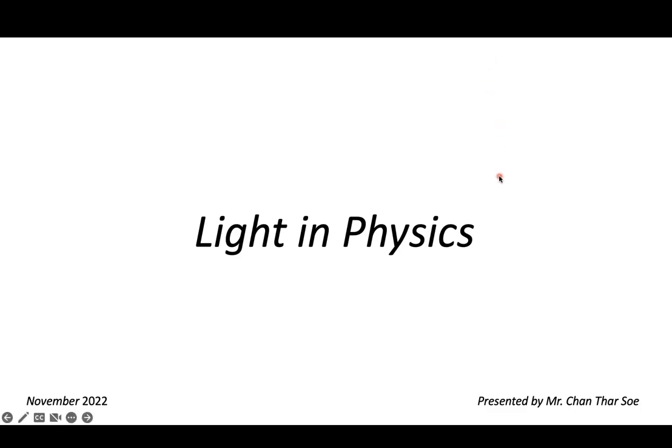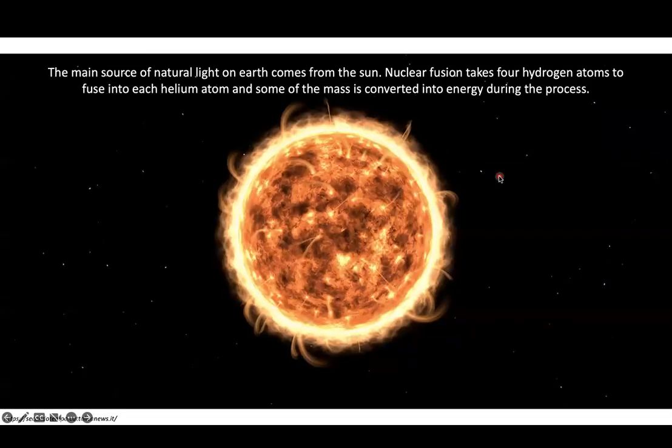Let's talk about the main source of light on our planet. The main source of light on our planet is coming from the sun. The sun is a nuclear fusion process, where four hydrogens are fused into helium. In that fusion process, the sun releases mass, and this released mass is converted into energy, and this energy is coming to our planet as light.